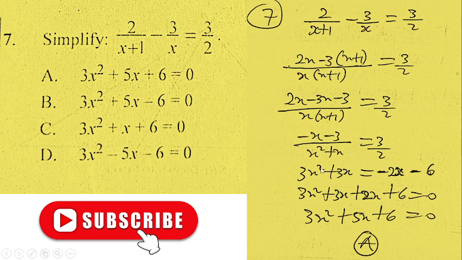Then if you take the like terms, we have 3x squared and plus 3x. Then minus 2x come this way, you have plus 2x. The minus 6 also follow, you have plus 6 equals to 0. Then 3x plus 2x will give us 5x. That means the equation is 3x squared plus 5x plus 6 equals to 0. That means option A is the correct option as far as question number 7 is concerned.